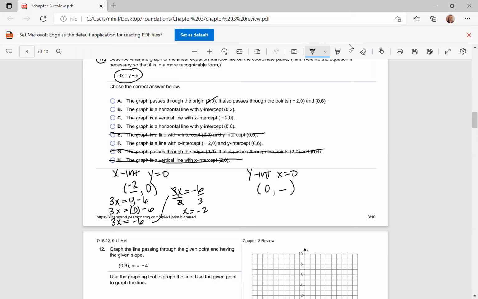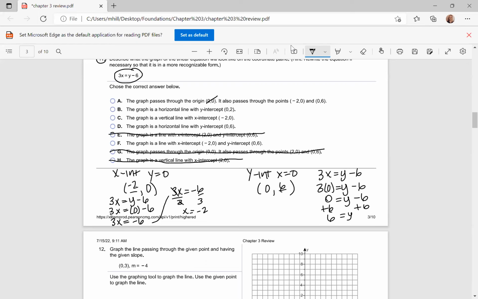So now I can go to my equation, and this time instead of y equals 0, I'm going to let x equal 0 in this equation. Maybe I should write the whole thing. Let me just scoot over and write it over here. So we've got 3x equals y minus 6. So 3 times 0 equals y minus 6. So 0 equals y minus 6. We would want to add 6 to solve for y. So y equals 6. So my y-intercept is 0, 6.